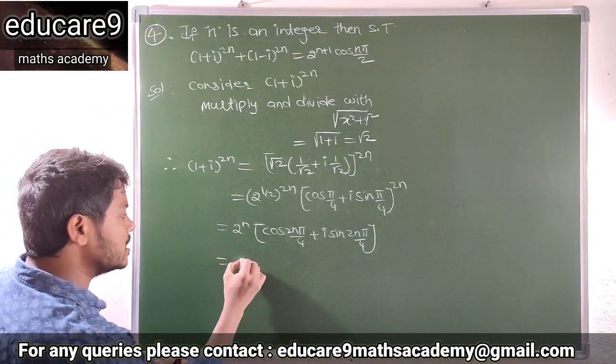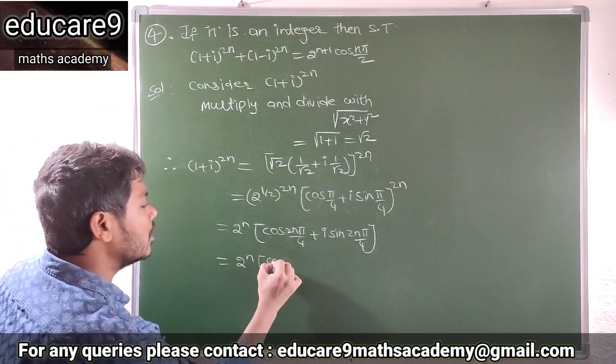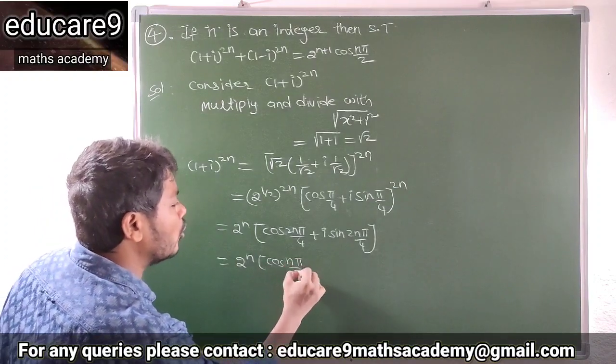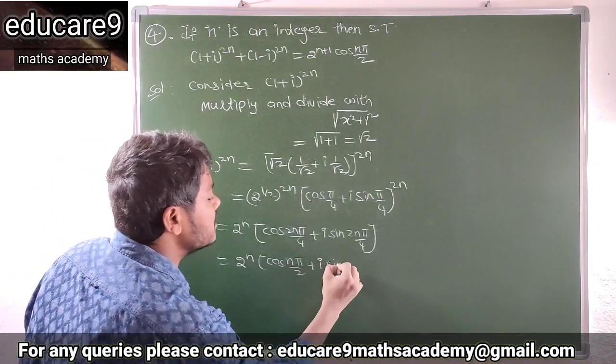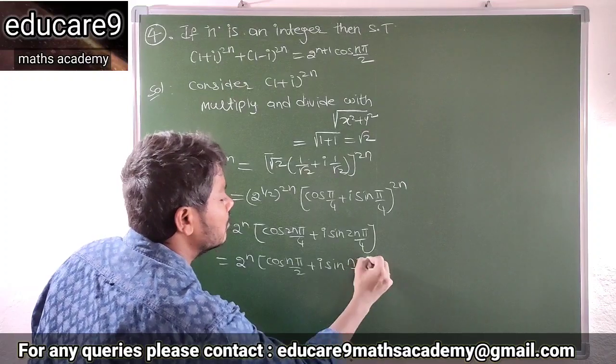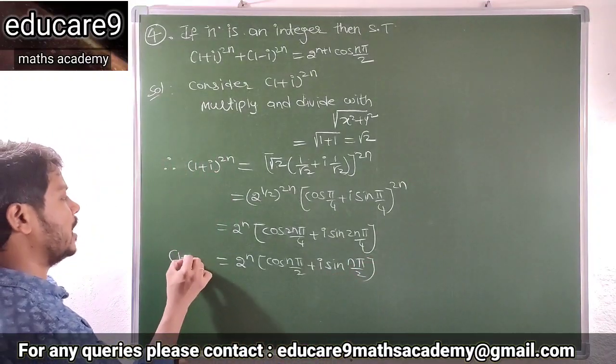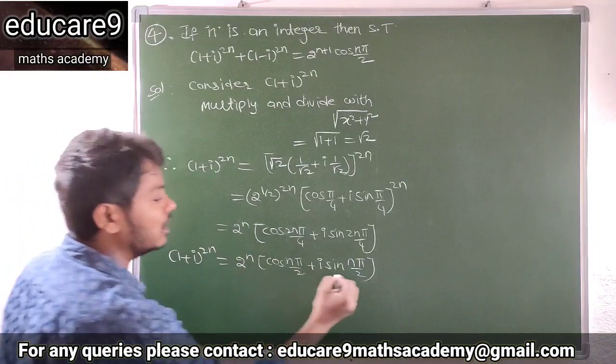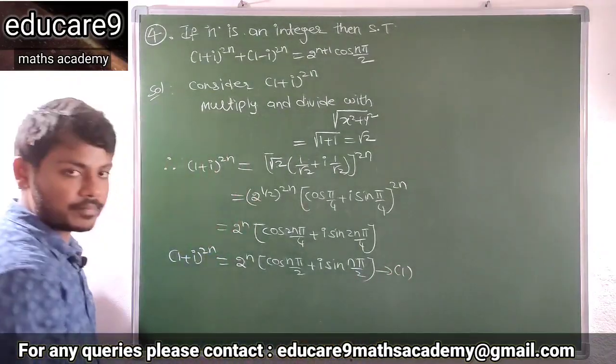So clear, this is 2 to the power of n (cos n pi by 2 + i sin n pi by 2). So this is what (1 + i) whole to the power of 2n value. So this is equation 1.